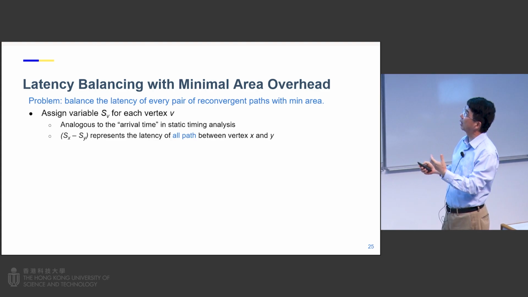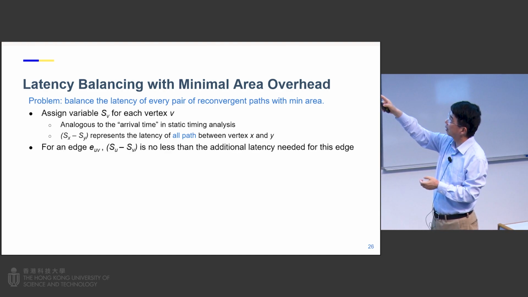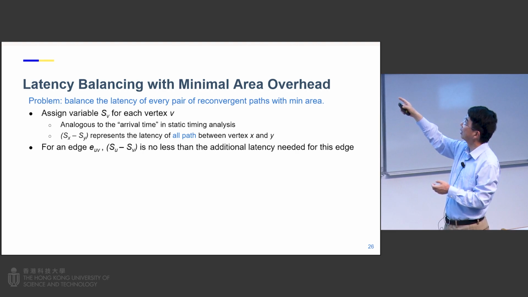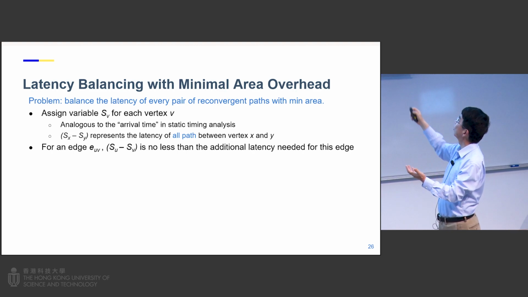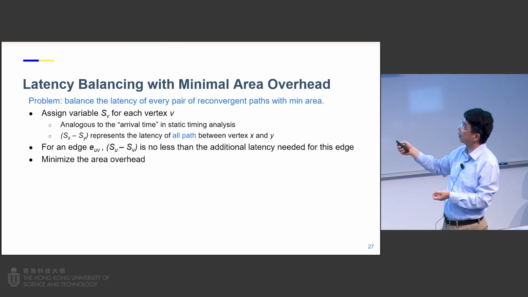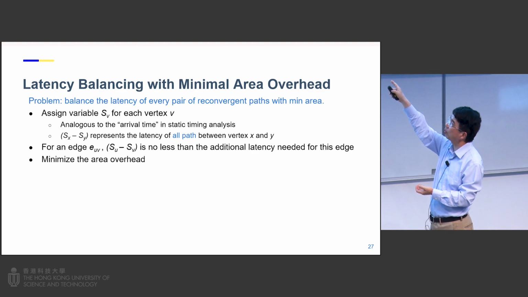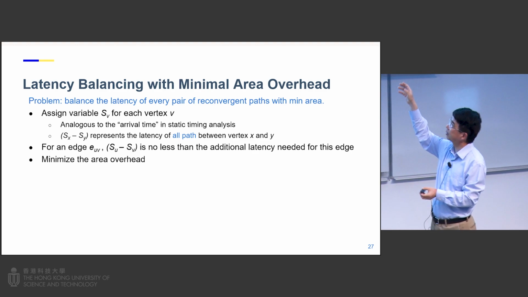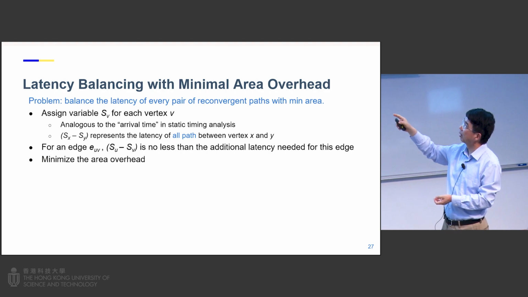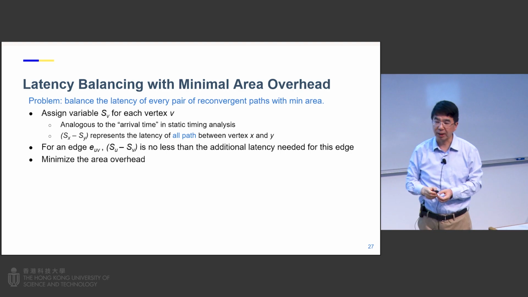So we assign a variable SV for each vertex. It's basically like a sequential arrival time. And then for each edge, SU minus SV is no less than additional latencies needed for this edge, right? And then the whole idea is that we want to minimize the area overhead. So the problem is to figure out how many should I insert so that I delay the arrival time of signals sufficiently. So xi minus xy represent the latency of all the paths between vertex x and vertex y.